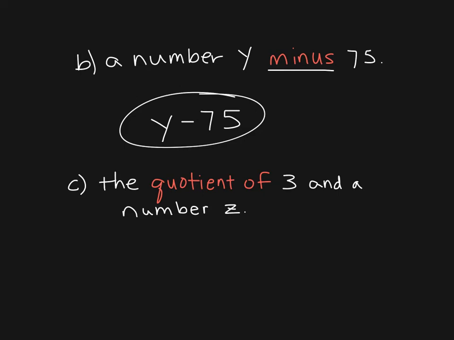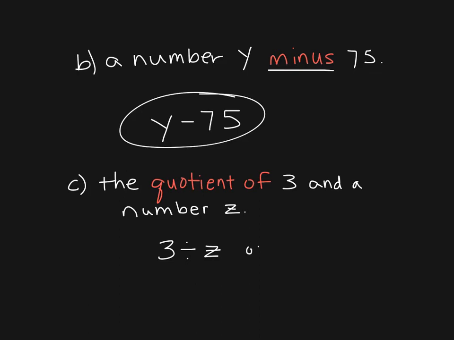Part C says the quotient of 3 and a number z. So this one, the phrase quotient of means division. So it says the quotient of 3 and a number z. So we're going to put it in that order because of the way it's written. These can be very, very tricky. I'm going to talk about a common error here in just a second.